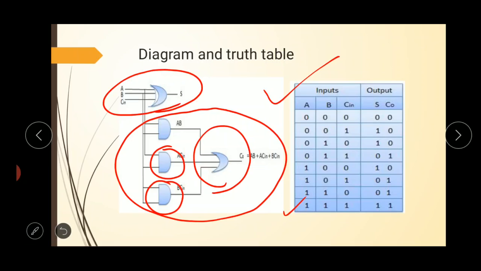This means that for the sum output we use the equation A XOR B XOR C to find the output using the input combinations, and for carry we use the equation AB plus BC plus CA. Using the values of inputs we get our output. So this is all about the theory part of the full adder. Let's do the experiment.